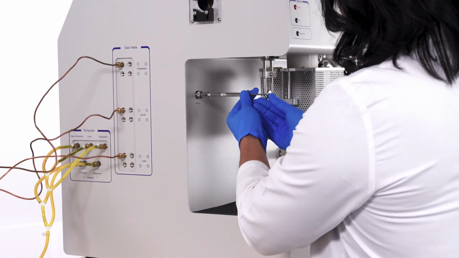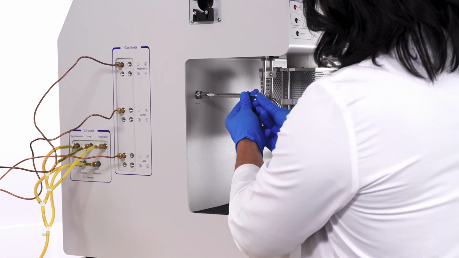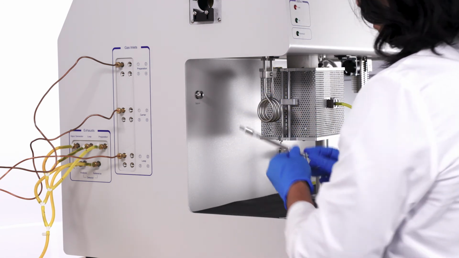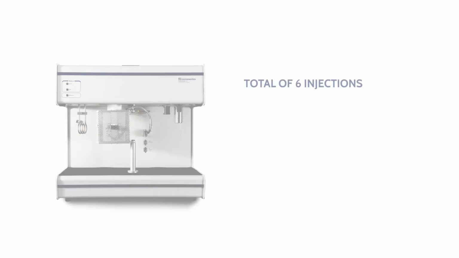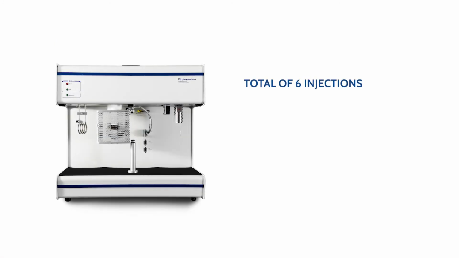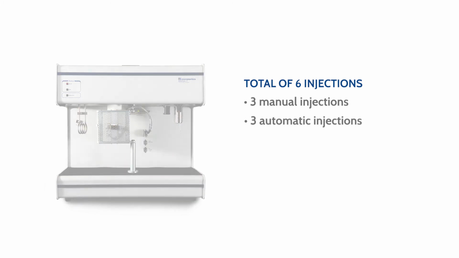Careful not to touch the glass section of the syringe when making the injections, because this changes the temperature and thus the volume of the gas inside. Wait for the next prompt and repeat for the second injection. After the third manual injection, the analyzer automatically makes 3 injections using the loop.